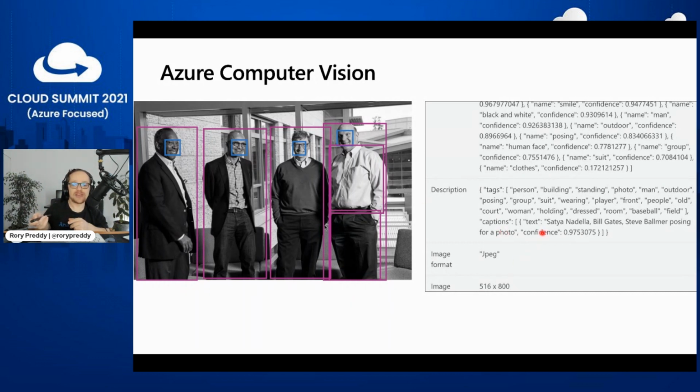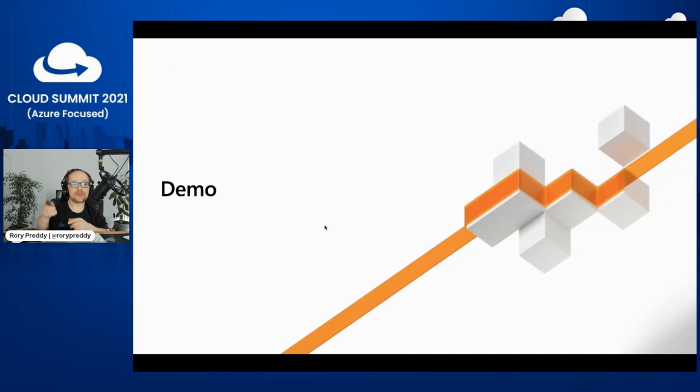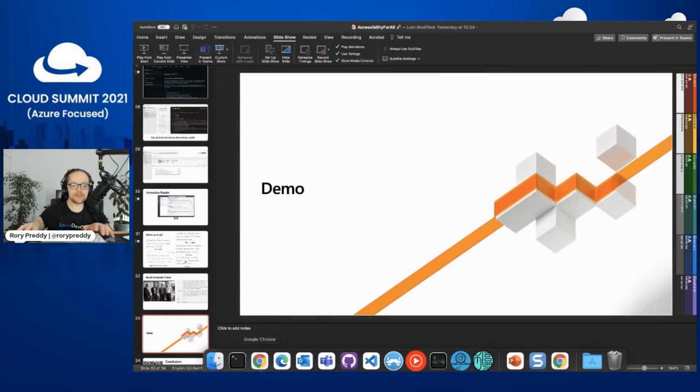So over here, it's Satya Nadella, Bill Gates, Steve Ballmer posing for a photo. It analyzed them, found out who those people were, looked at their faces, found the emotions of those people, and realized that they were posing for a photo. They weren't doing anything else. And that's enough to actually make most of the WCAG features done in your website, your application, or your GitHub website. So, okay, let's go to demo, and then I'll show you how easy it is to get started.